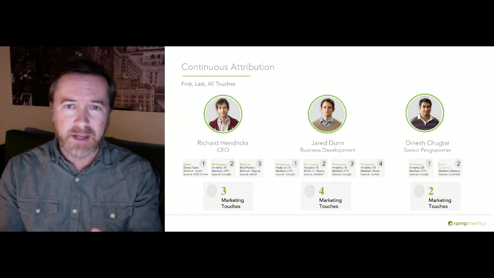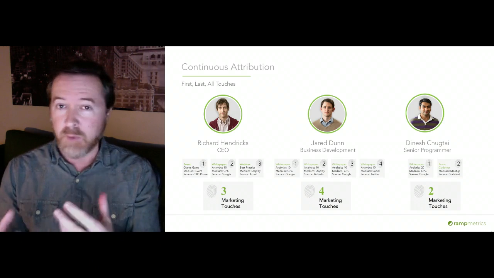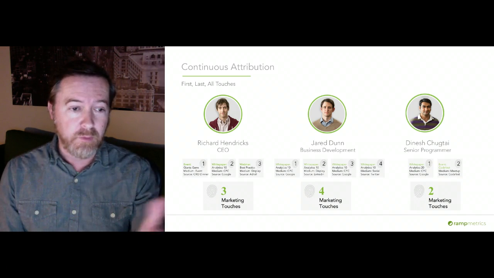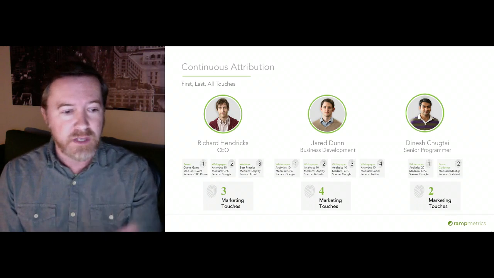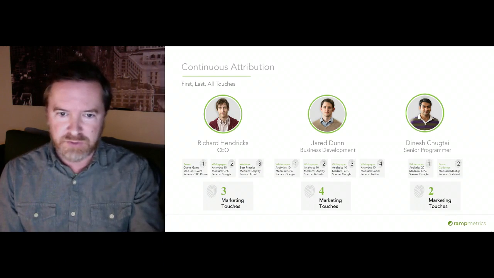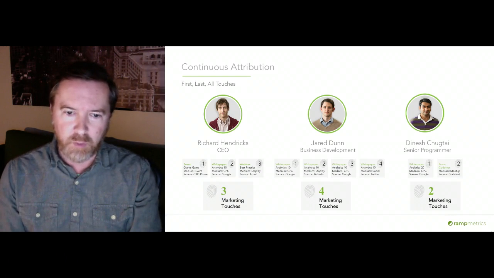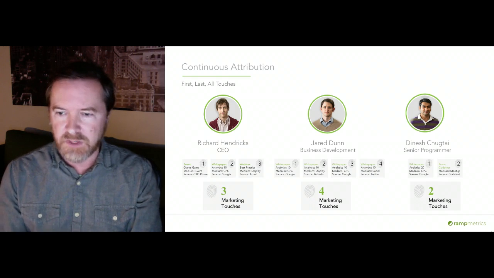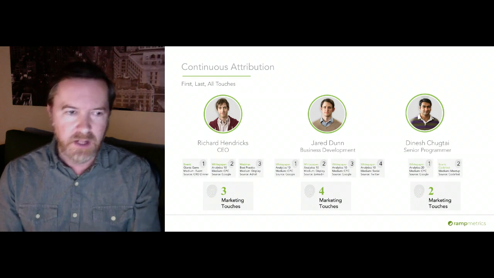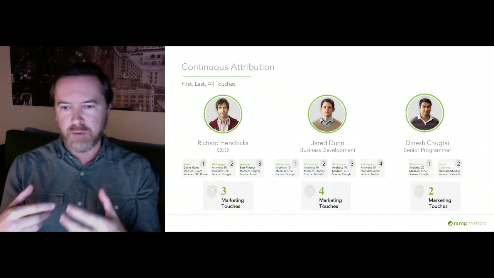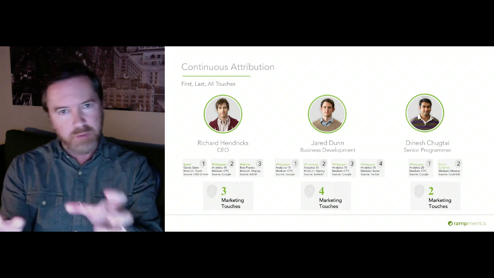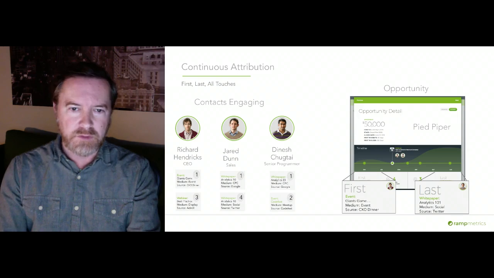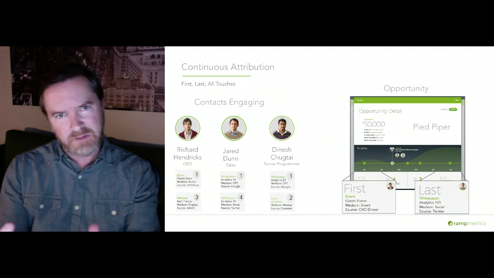As you peel it back, you realize that there's lots of marketing things going on there. So we met Richard back at an executive event that actually was introduced by the investors. He has a total of 3 touches so far. Jared started doing his homework. It looks like he's got 4 marketing touches. Dinesh is doing the tech deep dive. He's got 2. Looks like he went to a code fest. So you've got 3 people with a total of 9 touches, each of those touches having their own characteristics. And so let's now connect it to that opportunity.